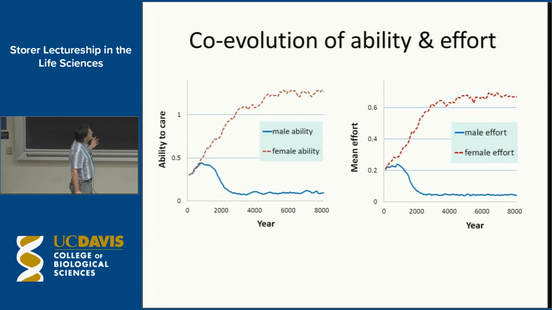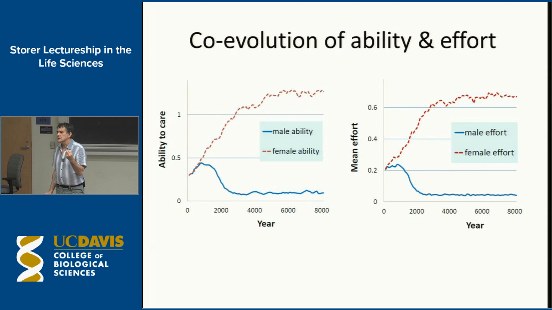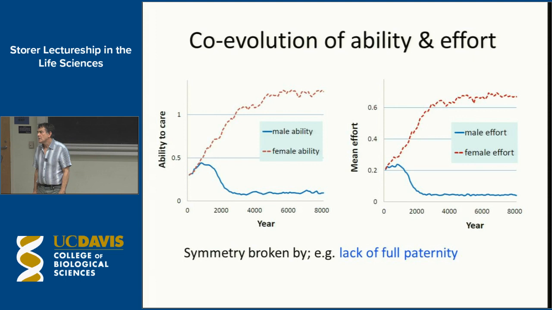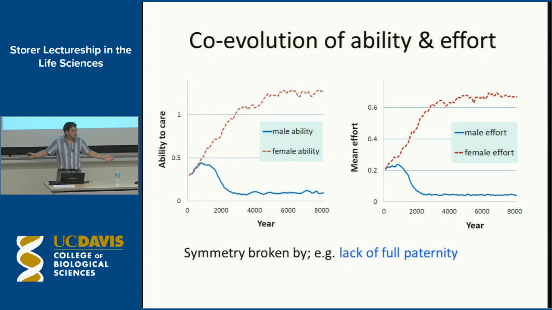And what causes this flip? Well, it's random in our model, because I've assumed in this model males and females are exactly the same. But if I put in factors which break the symmetry, for example, if males do not have complete certainty of paternity, this acts as a symmetry-breaking mechanism. And what you get with uncertainty of paternity is female-only care, or females doing almost all of the care. So, going from one trait to two traits, you can get very different answers.